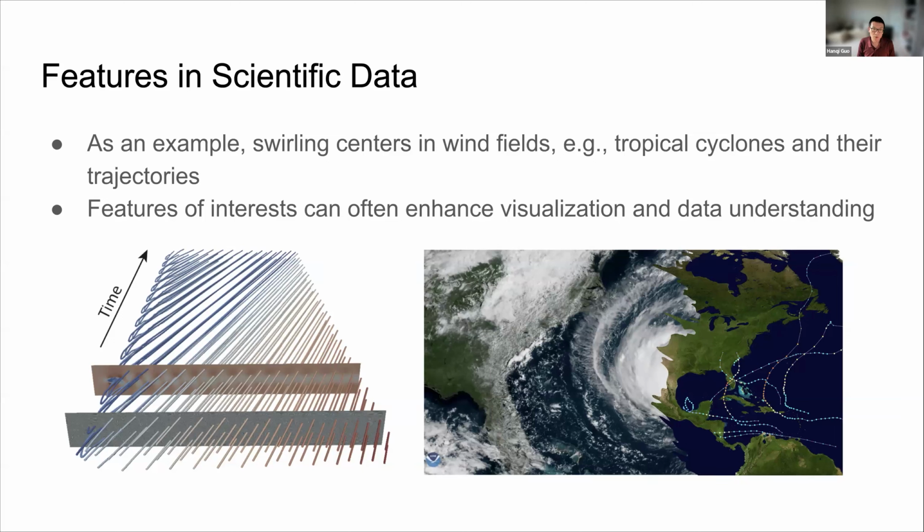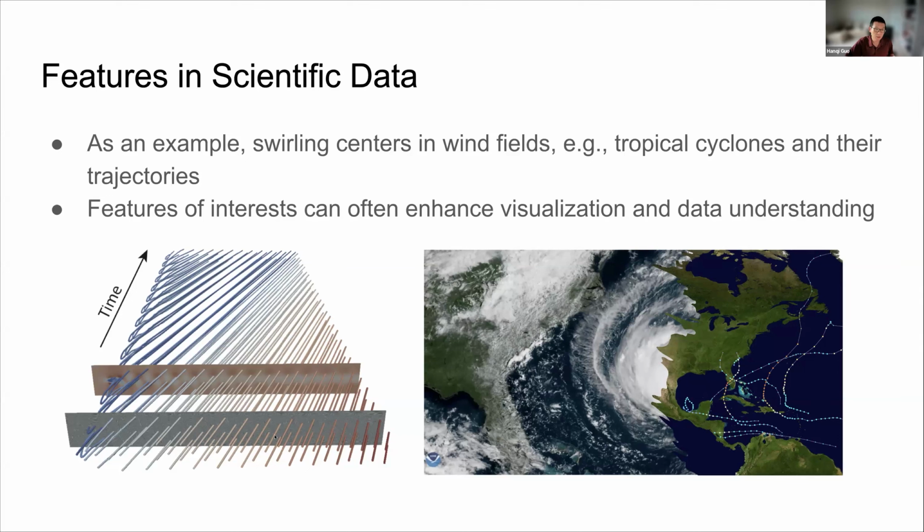For example, we can have swirling centers in a wind field, right? This wind field, mathematically speaking, is a vector field with horizontal and vertical components. One example that might resonate with everyone is the tropical cyclone trajectories that we can see from a weather forecast and other visualizations. Basically, we can extract their trajectories and visualize them, so that we can use these features to enhance visualization and really enhance our understanding of scientific data, right?